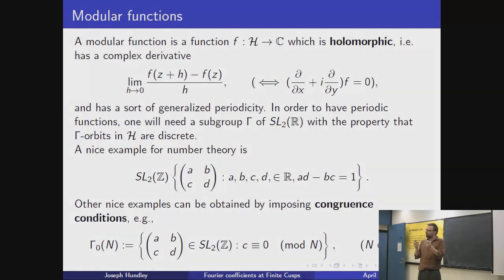But you allow maybe a set of shifts which allows some room to do its own thing before it has to repeat itself. So we like to think about how to do that in our new setup with matrices acting on the plane. And so what we would like is to have a subgroup of SL2R with the property that the orbits for the action of that subgroup are discrete.